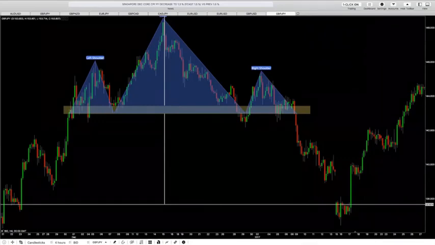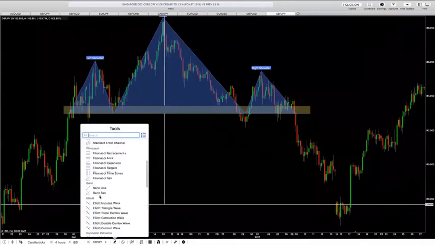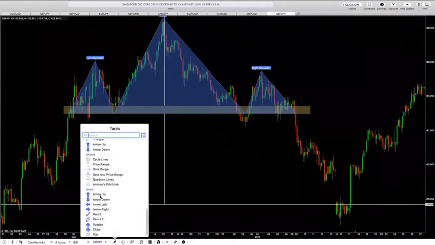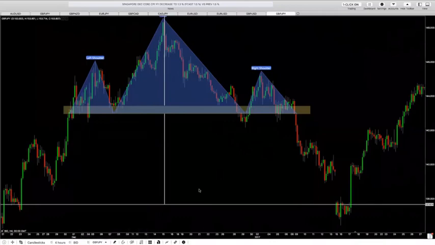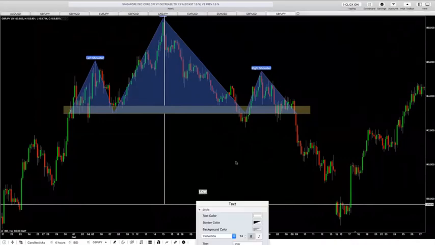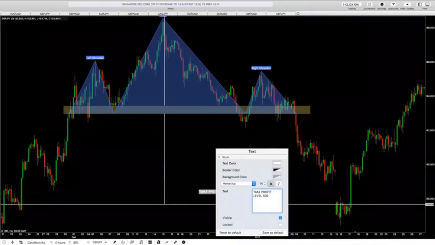Okay, so let me come over here. Let's get my pen. I want to create an actual text box down here. Where is my text? Here we go. Text box. So let's come over here, edit this, and then we'll put this as our take profit level. And then this is 500 plus pips.